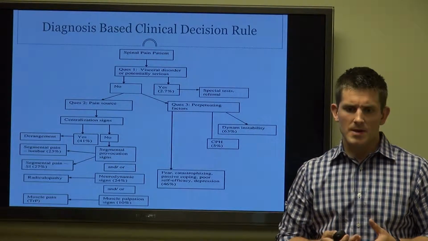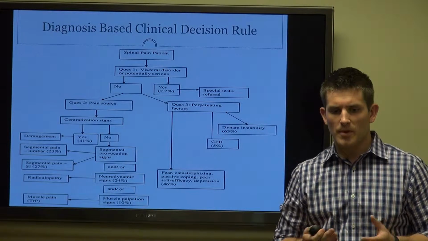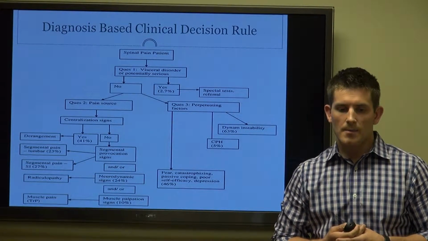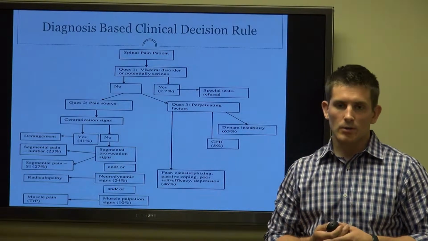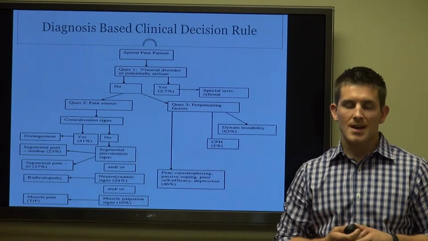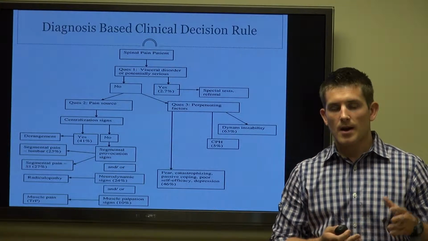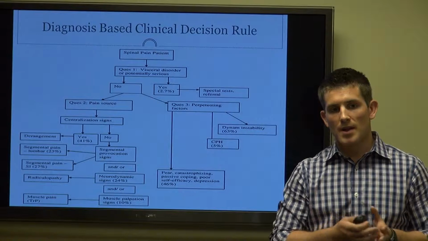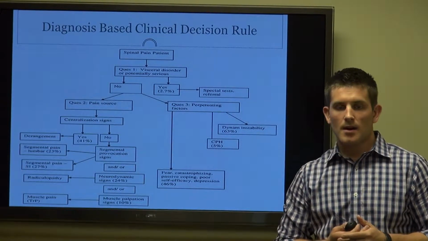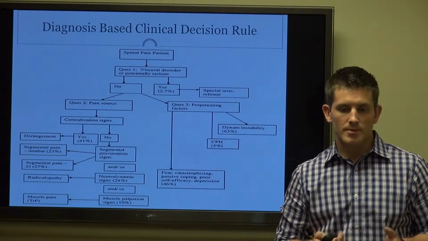So with the diagnosis-based clinical decision rule, we come up with very simple algorithms. I won't bother to go through the algorithm, but essentially we're going to look to rule out the red flags first, then identify the pain generator, number one being the disc and nerve root, and after that look towards the facets, the SI joint, and possibly muscles as well.